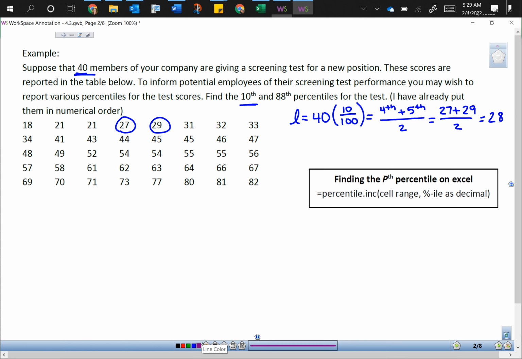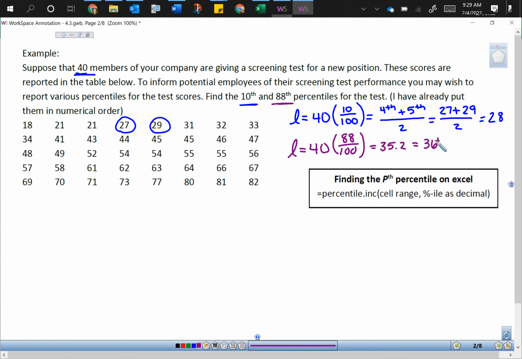Now let's do the same thing, but now we're going to find it for the 88th percentile. So L equals 40, that's not changing, times, but instead of 10 over 100, we're finding the 88th percentile, so 88 over 100. So put that into your calculator. And what do we get? 35.2. Now, if you get a decimal out of your calculator, they tell you specifically round up to the nearest whole integer. So that's going to be 36.